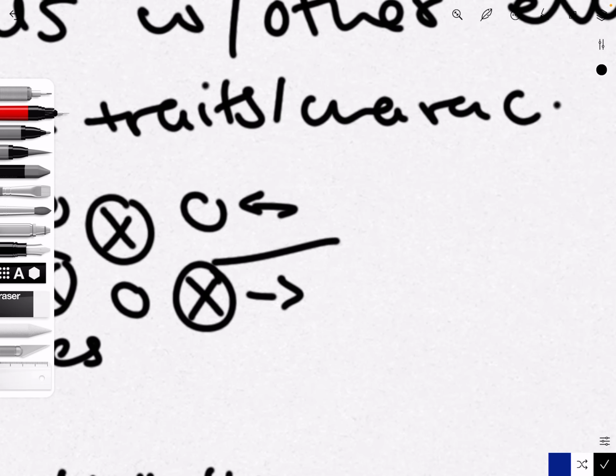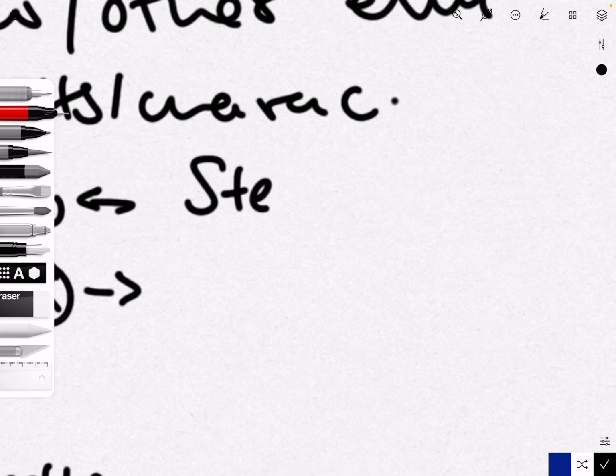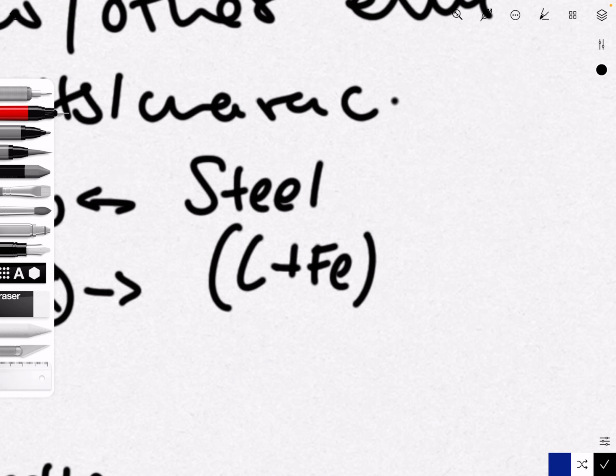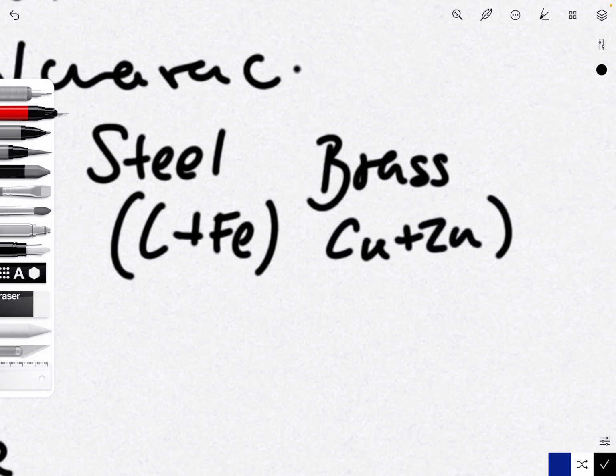And some common examples of alloys include steel, which is just carbon and iron, and brass, made of copper and zinc.